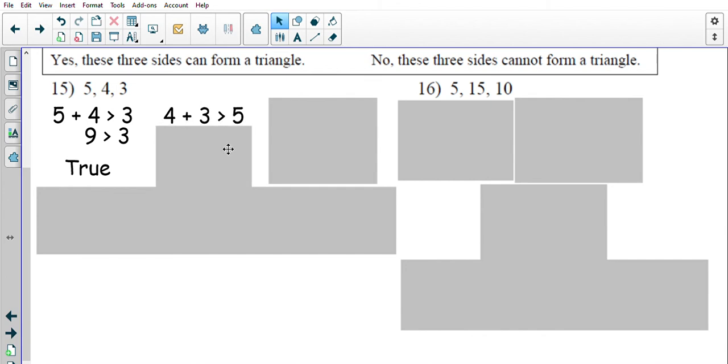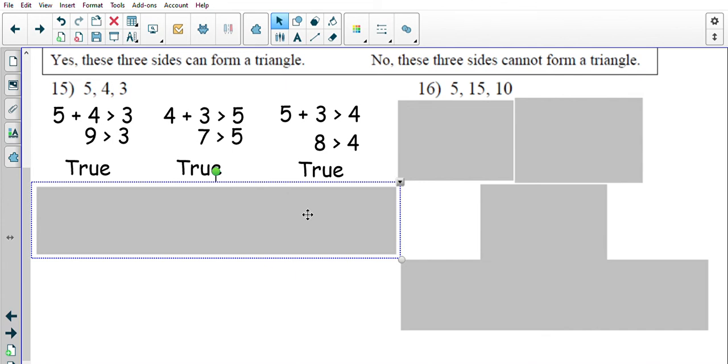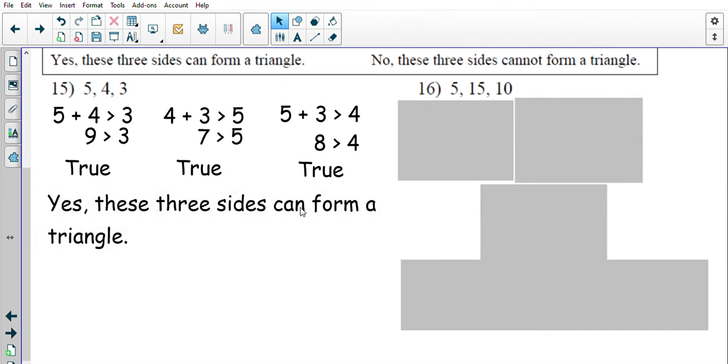Then I did 4 plus 3 is greater than 5. These inequalities, by the way, can go in any order. That gets us 7 is greater than 5, also true. Then my last one was 5 plus 3 is greater than 4. I get 8 is greater than 4, also true. This tells me that, yes, these three sides can form a triangle.